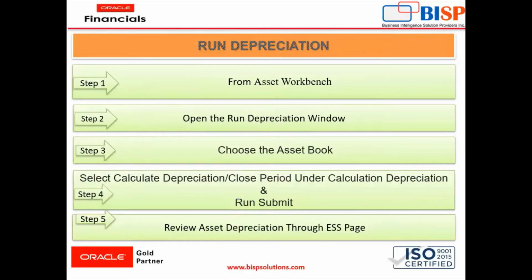So you have to follow the following steps. First one is from asset bank, you can open the run depreciation window. Then you have to select the asset book and you have to click on calculate depreciation for draft mode and close period for final mode. Then click on submit. And for reviewing the asset depreciation, you can go to asset inquiry page. Now we will move to our application to see how it is practically done.